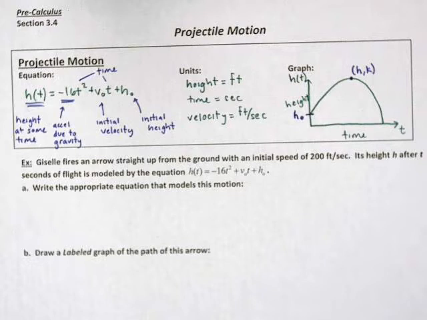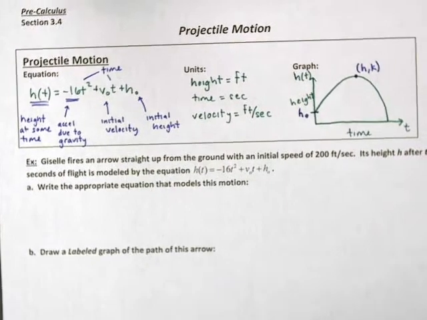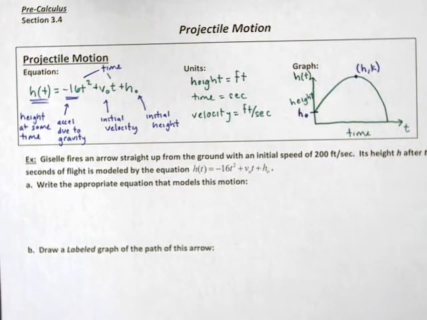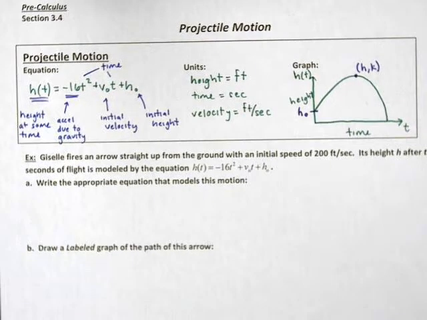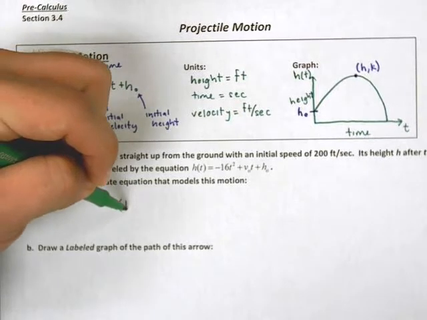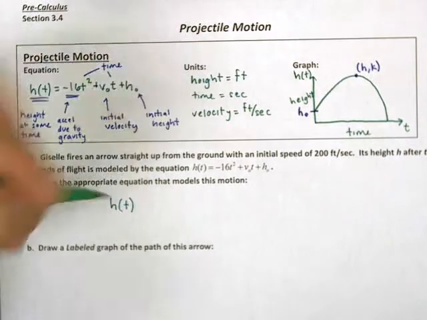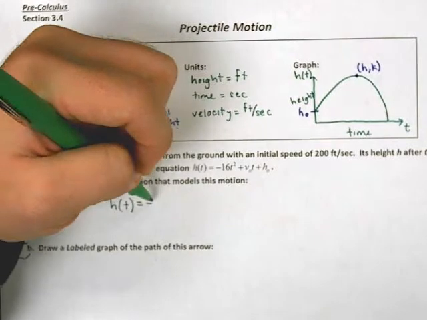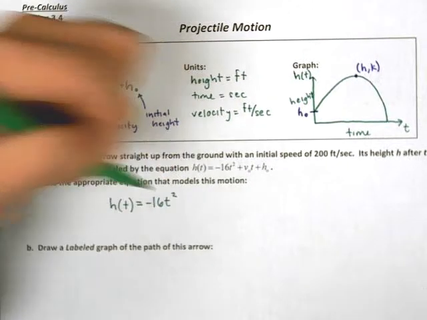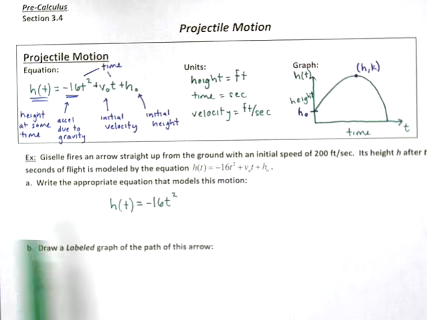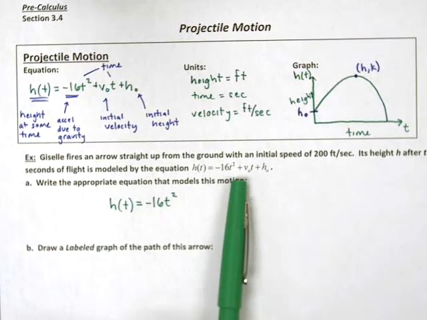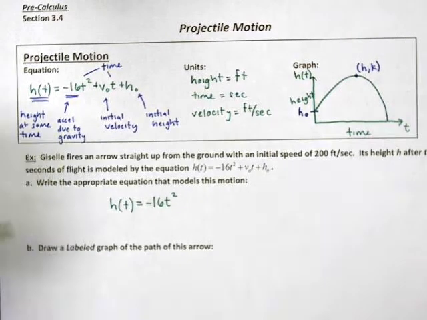Let's see how this works. Giselle fires an arrow straight up from the ground with an initial speed of 200 feet per second. Its height, h after t seconds of flight, is modeled by the equation. Write the appropriate equation. Alright, so let's put some of this together. We know we're writing an h of t, a height function. We said that acceleration due to gravity will never change. Here we go though. We have an initial velocity. It tells us 200 feet per second.